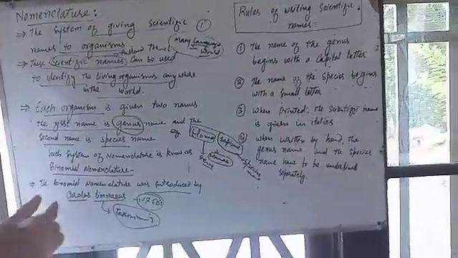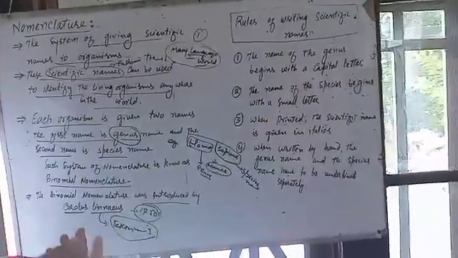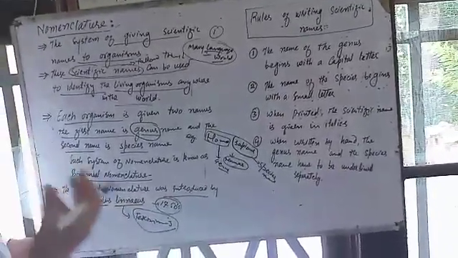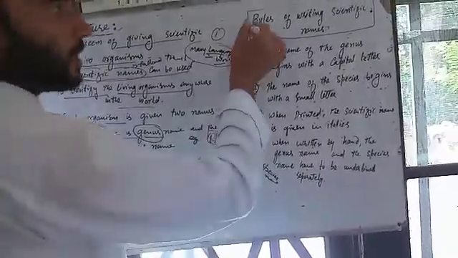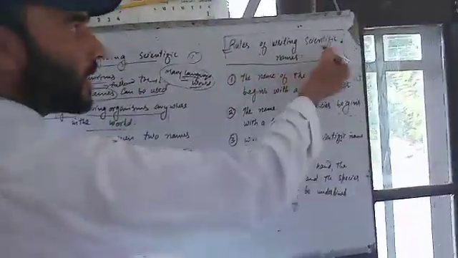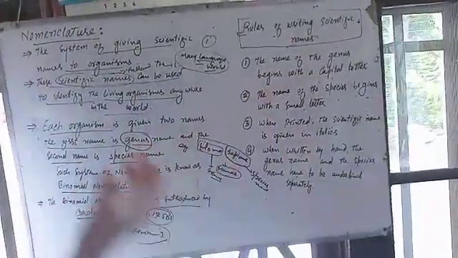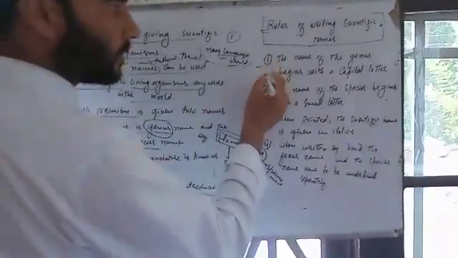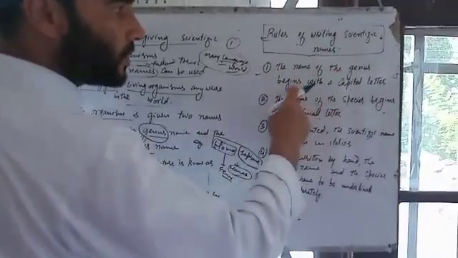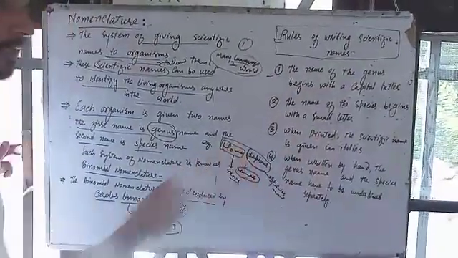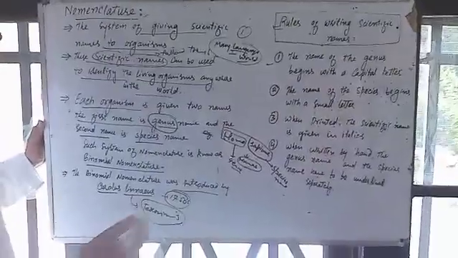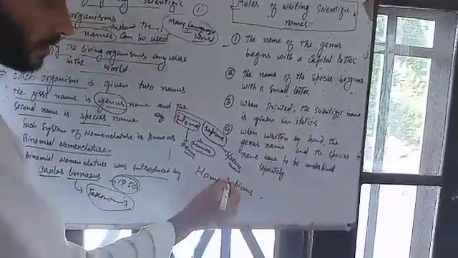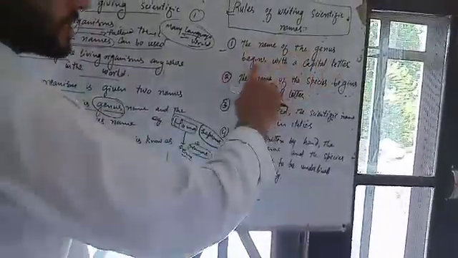This was binomial nomenclature, and there are certain rules, or conventions, for writing scientific names. There are many rules, but at your level you can remember only three or four. The first rule is that the name of the genus begins with a capital letter. Here I wrote Homo sapiens. According to the rule, the name of the genus begins with a capital letter.